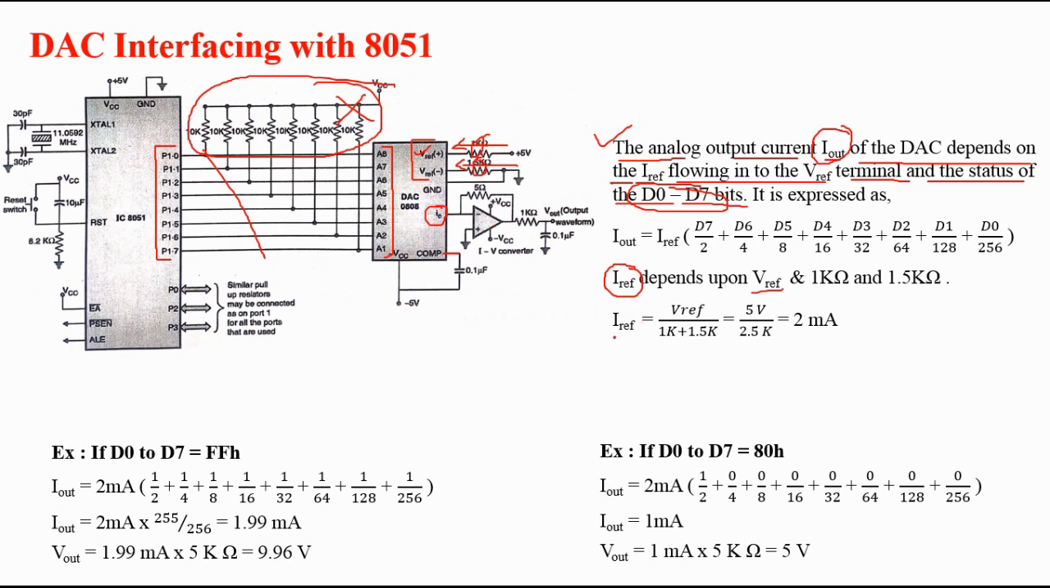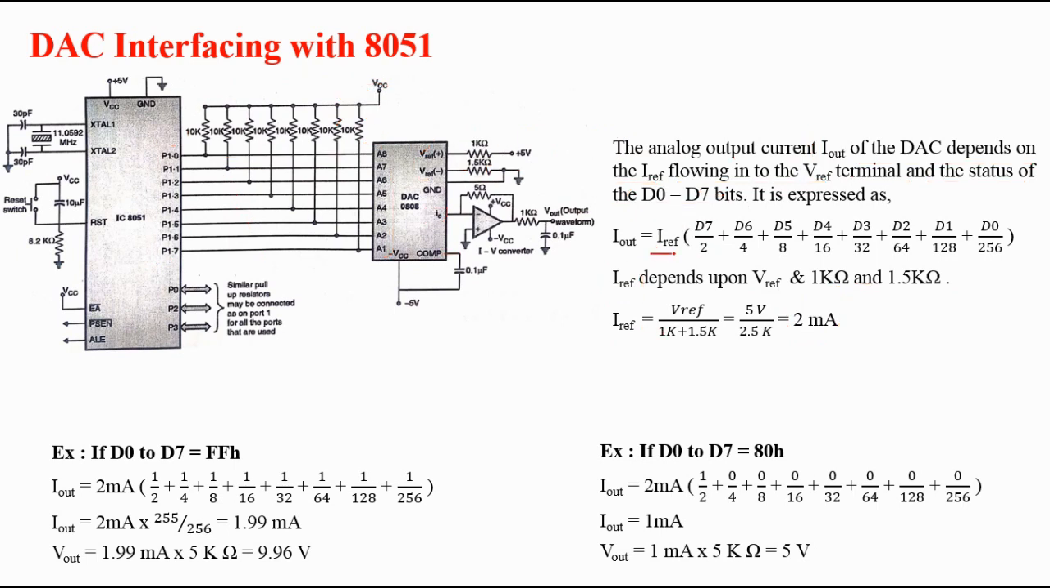So here I reference is equal to V reference upon 1k plus 1.5k. V reference is 5 volt. Here you can see V reference is 5 volt. 5 volt upon the sum of those two resistors will give you 2 milliampere. This is I reference.